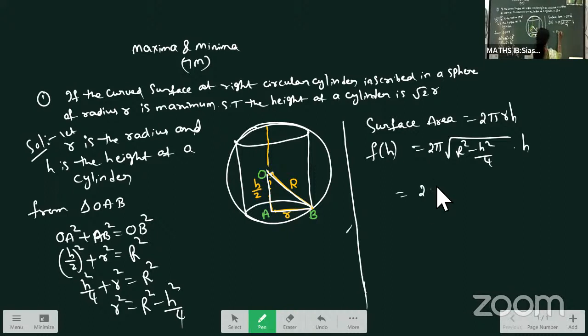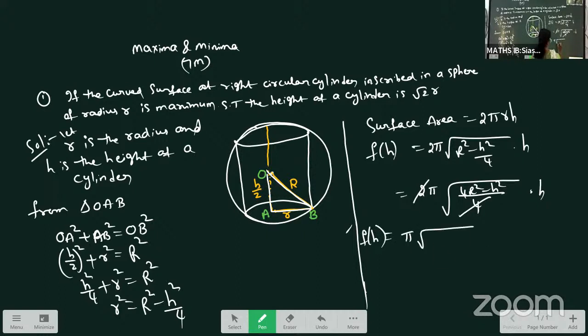2 pi into, take LCM. LCM is 4. 4r square minus h square. Outside it is h. Under root of 4 is 2. Cancel. So f of h is equal to what we got? Pi into under root of 4r square minus h square into h. Now we have to find out by differentiating.